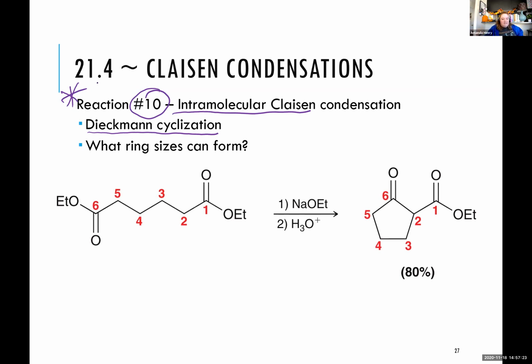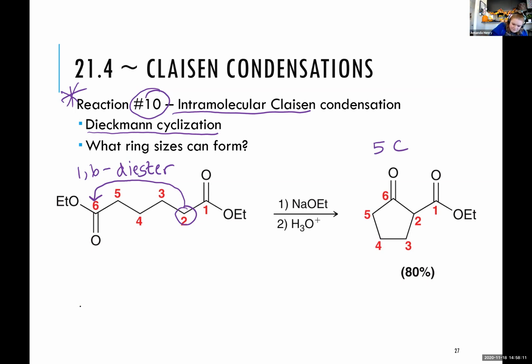So reaction number 10 is intramolecular. Again, we're going to react two esters together that just happen to be within the same molecule. Now, this one has fewer options than the intramolecular aldol because we only have the internal alpha carbons. So we're looking at a 1,6 diester, and it makes a 5-carbon ring because we are reacting this carbon, so alpha carbon number 2, with carbonyl carbon number 6.